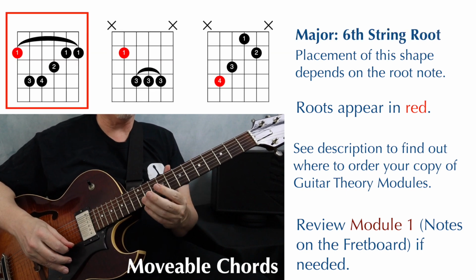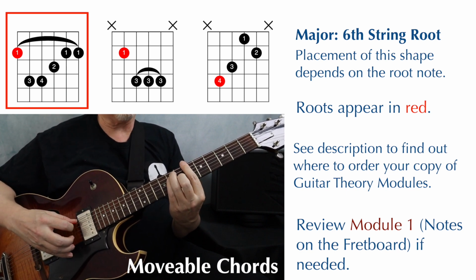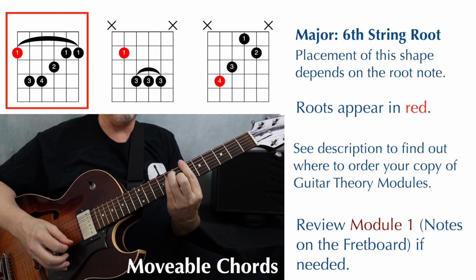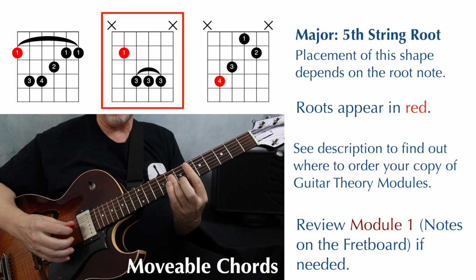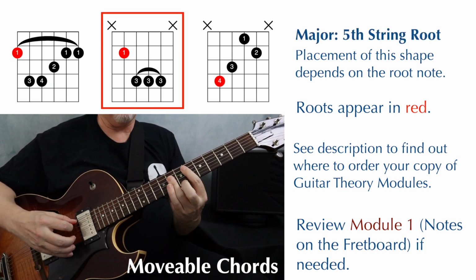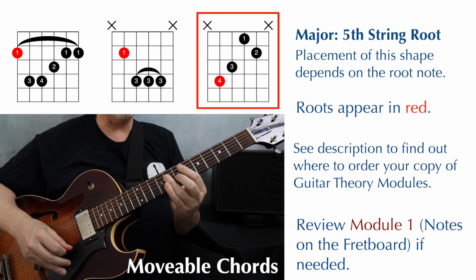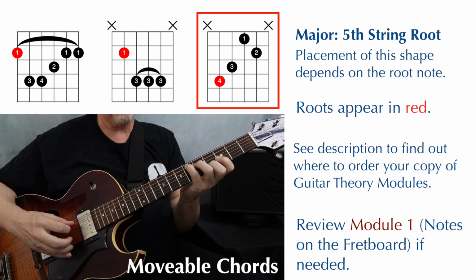Here's a major shape you can play with the root on the 6th string. Finger 1, 3, 4, 2, 1, and 1. And here's a major shape you can play with the root on the 5th string. Finger 1, and then 3, 3, 3. So finger 3 is barring across strings 2 through 4. And another major shape you can play with the root on the 5th string. This is fingers 4, 3, 1, and 2.